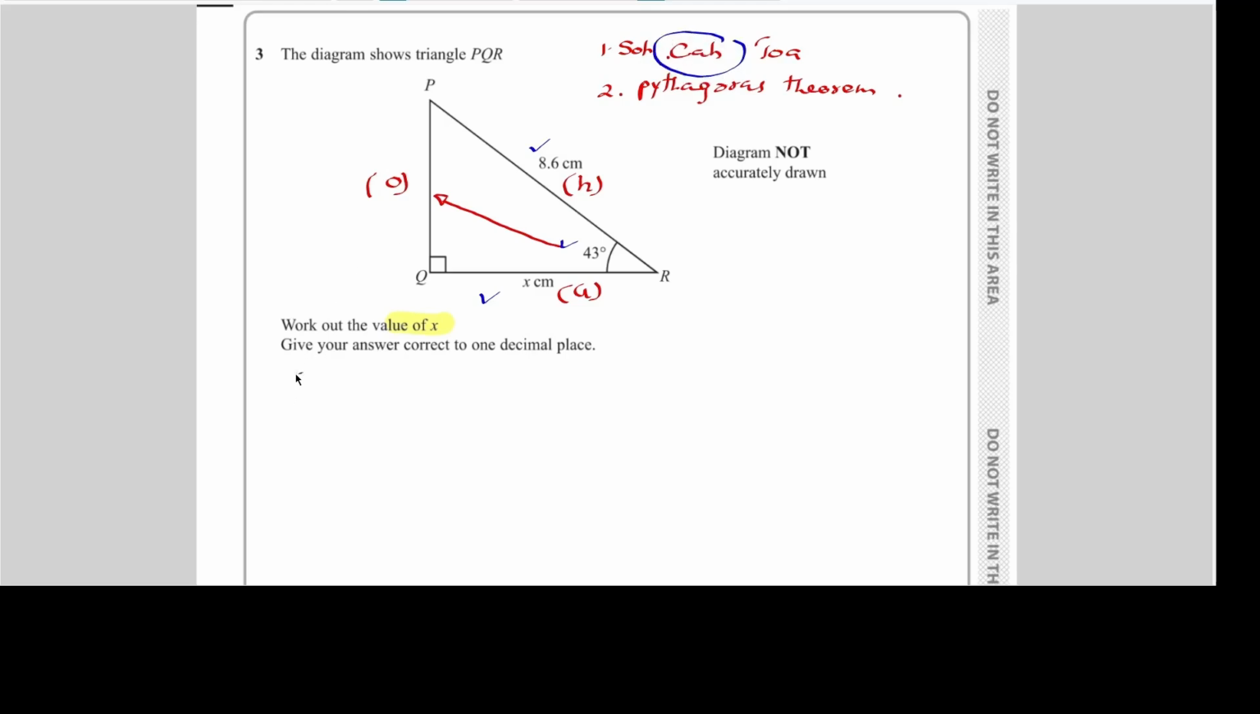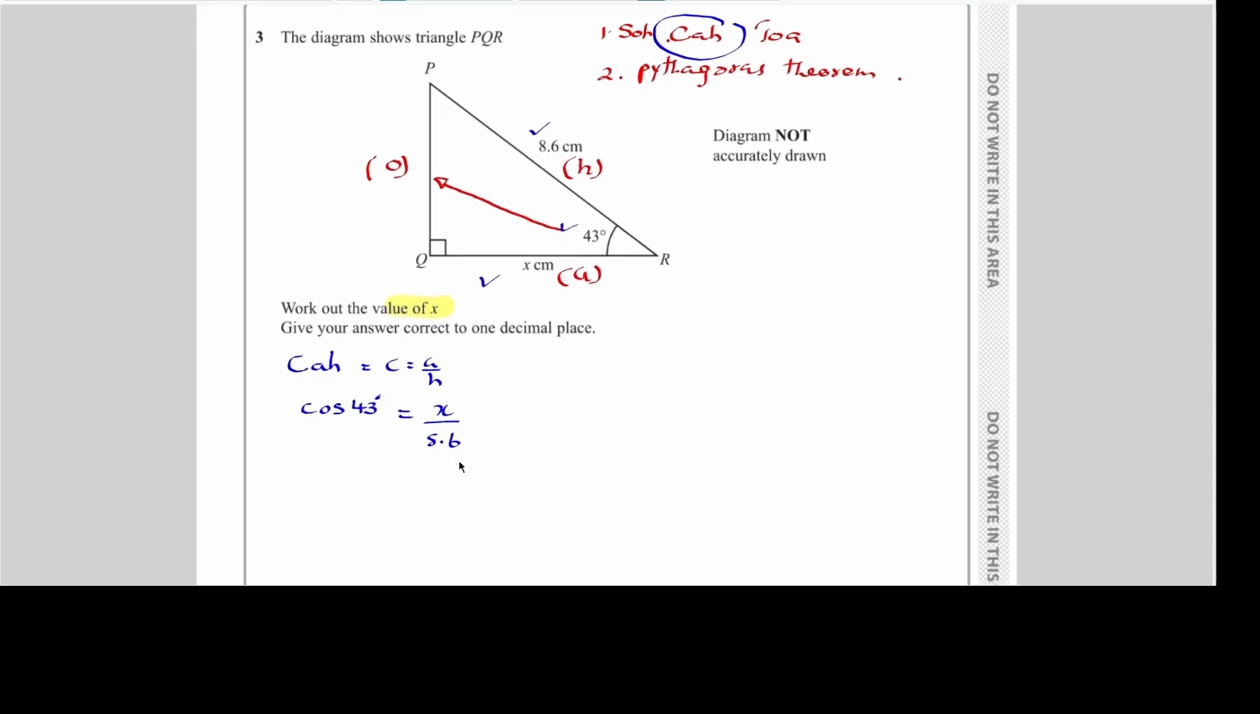So, CAH, which means C equals A over H. Let's substitute the values into this one. C stands for cos. Cos, pick the angle which is 43 degrees, equals adjacent. Adjacent is the value that we need to get, which is X. Hypotenuse is 8.6. Now we are done here after the algebra part.